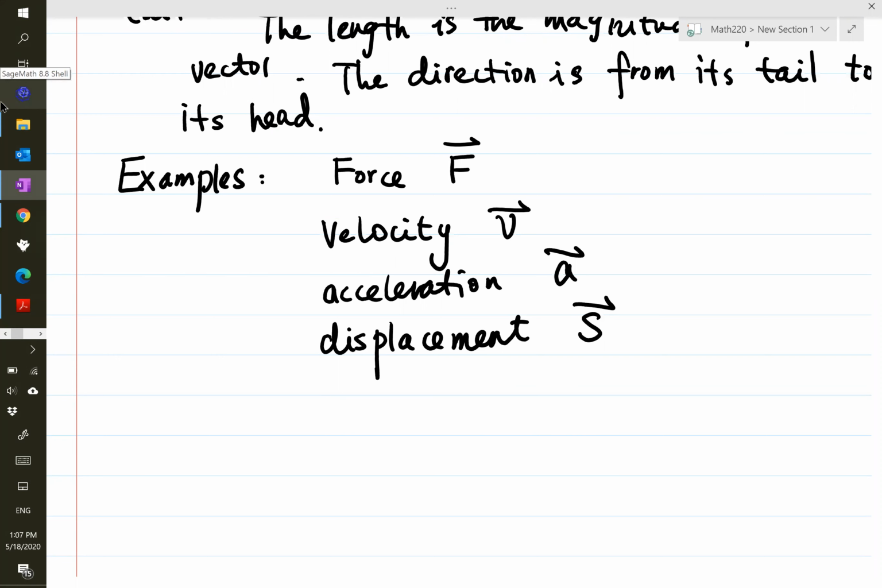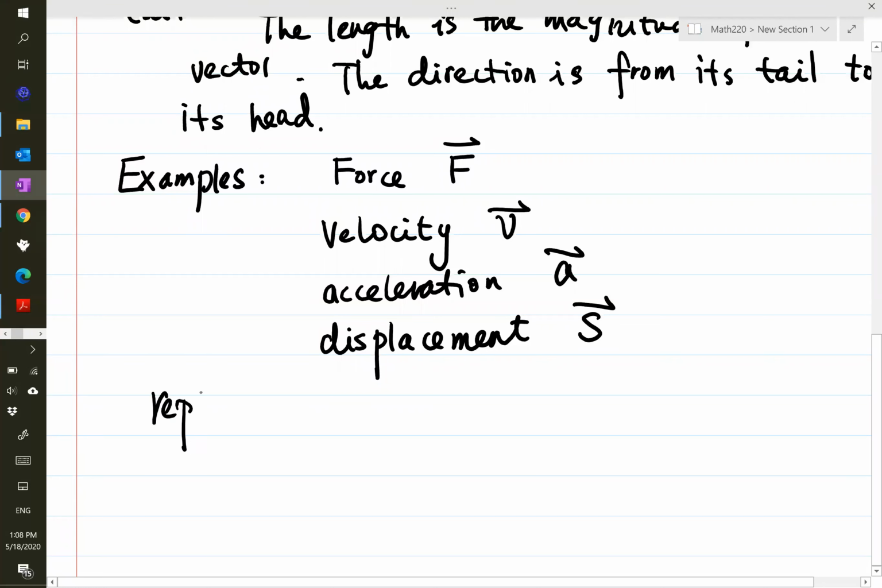Now, another form of vectors is we can use coordinates to represent vectors. This is the idea of analytic geometry. We introduce coordinates to represent points, lines, planes. So we can also represent a vector by coordinates.